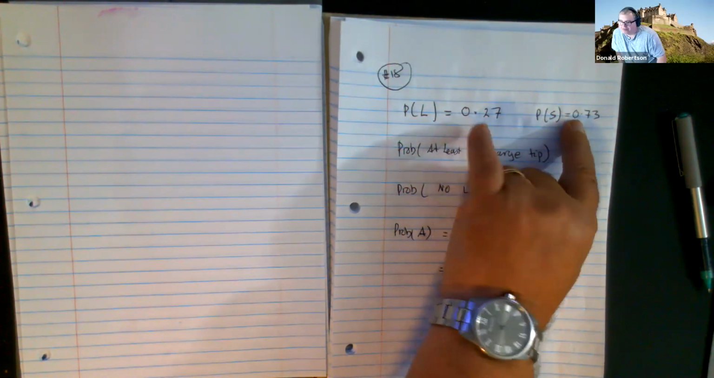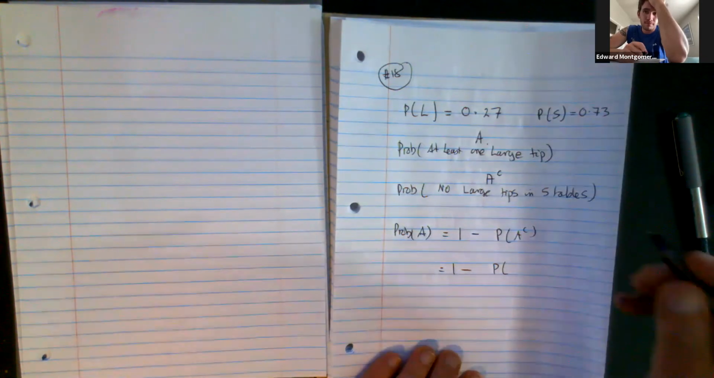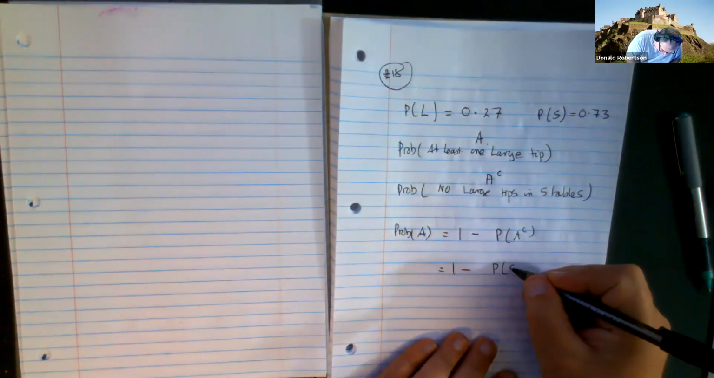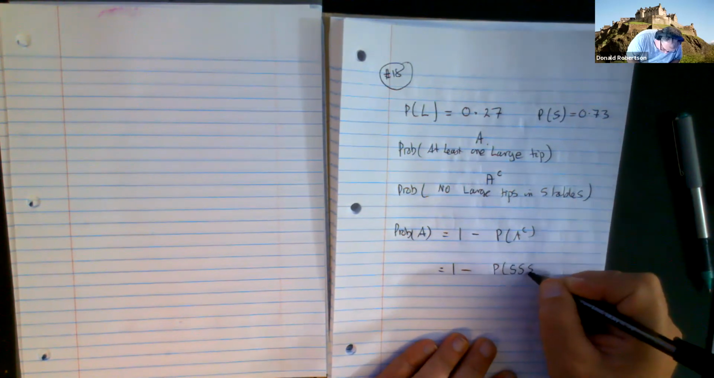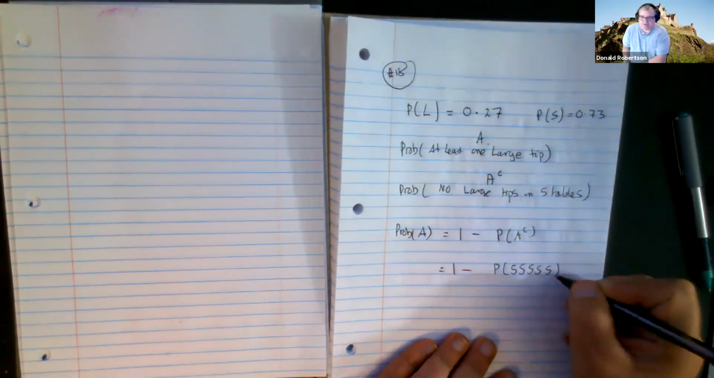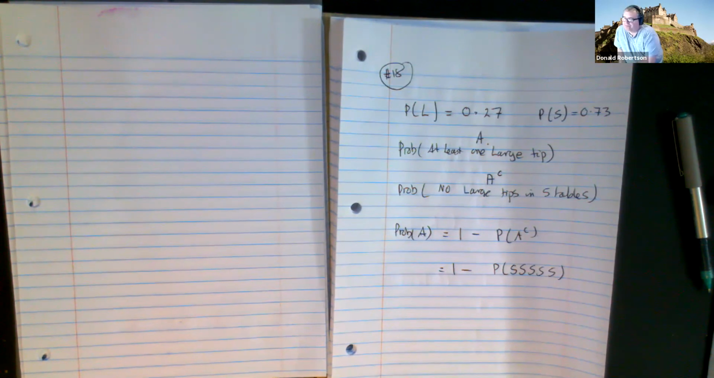Okay. Right, 0.27. Are you happy about the 0.73? Where's that coming from, a small tip? Yeah. Right. For one table, giving you a small tip. Now, what does no large tips look like if you do 5 tables? Can you see it's 5 small tips in a row she gets?